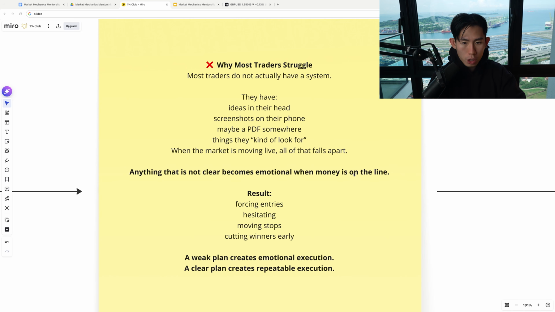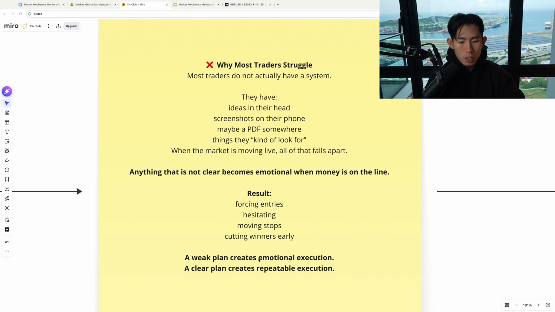So if you don't have structured decision making, you're pretty much telling the market, hey, I'm just going to donate my hard-earned money to you. Because when I get emotional, I can't do anything, right? I don't have a trading plan to ground me. So that's what happens when you don't have a trade plan, all right? As a result, you force entries, you hesitate, you move your stop losses, you cut winners early, you make all of these stupid trading mistakes and take unnecessary losses. Play stupid games, win stupid prizes. That's it.